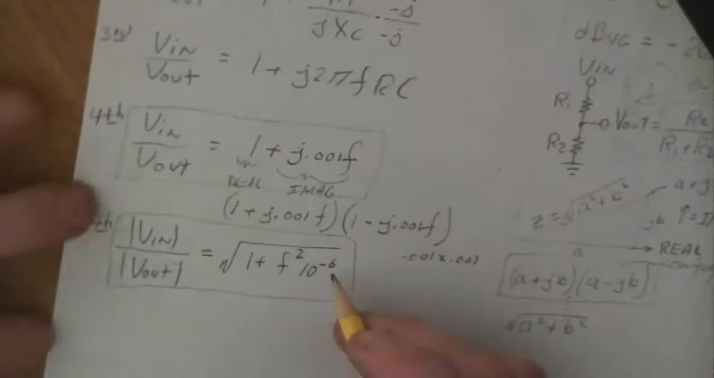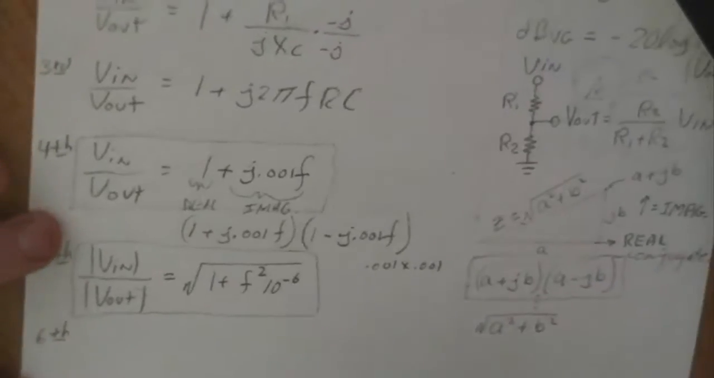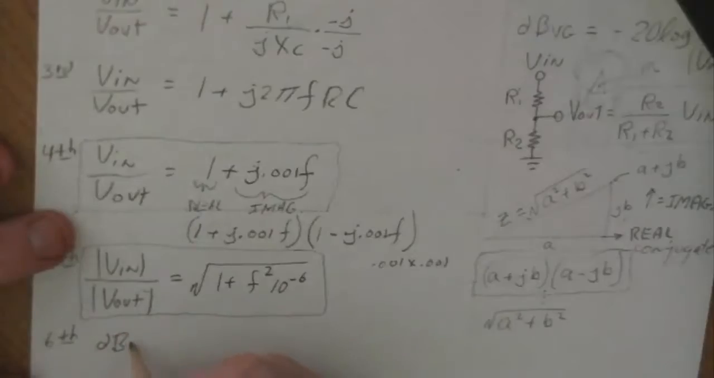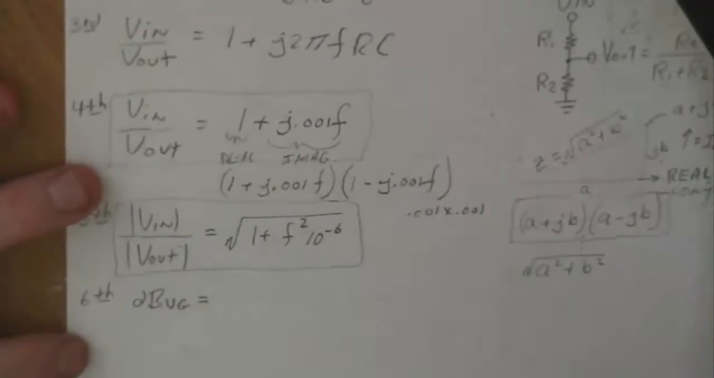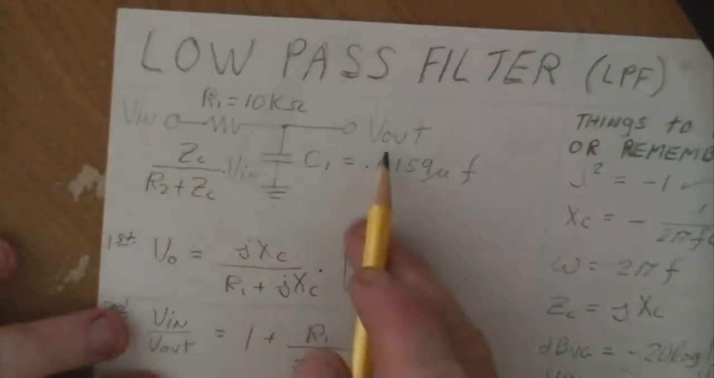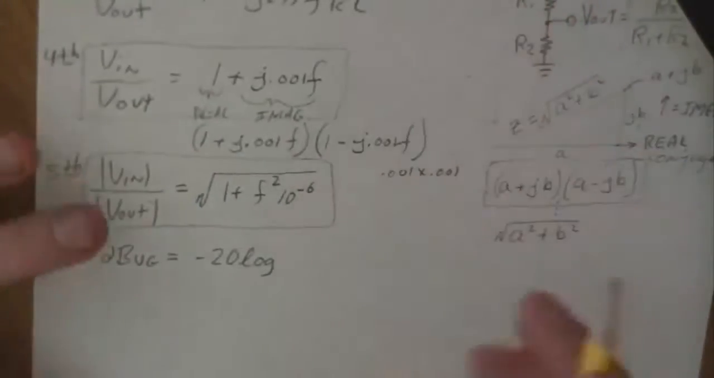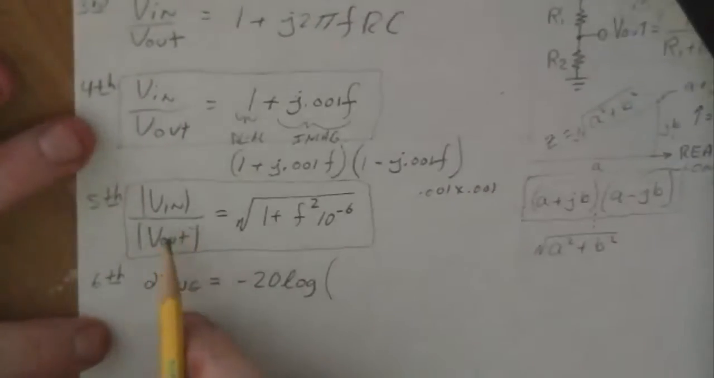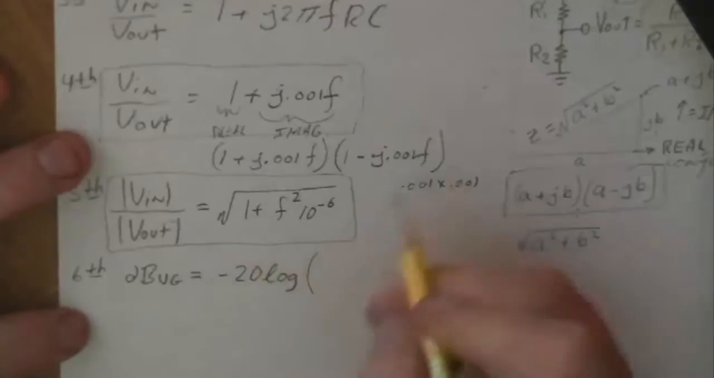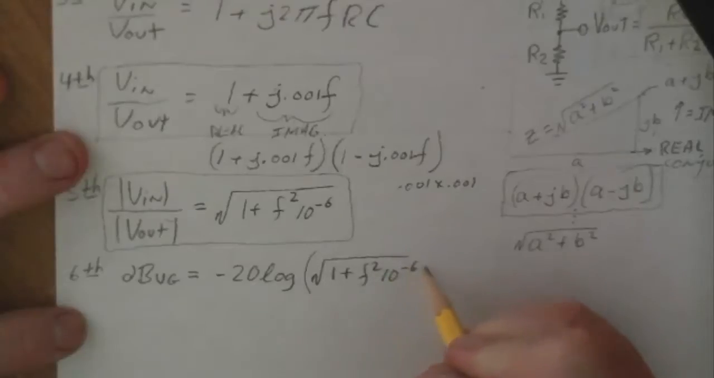Then it would just be a matter of, after the actual formula, sixth, it is equal to, in decibels, dB, for the voltage gain, minus 20 log. Minus, because we have no amplification in here, and we're looking for V in over V out. Again, if we were looking for V out over V in, then you could replace the minus sign with the plus sign. It'd be positive in that case. 20 log times, instead, now we found our absolute value of V in over V out, which is this formula, so times the square root of 1 plus f squared times 10 to the minus 6th.